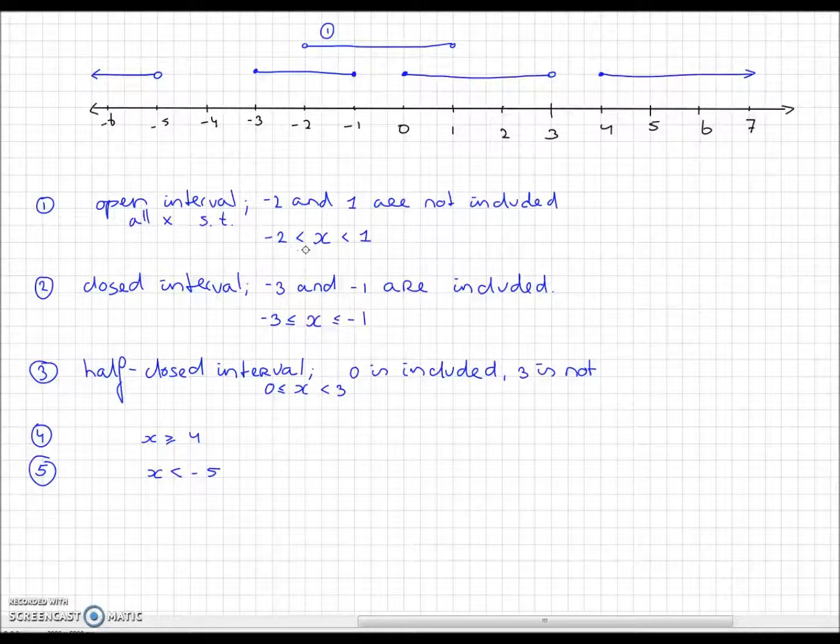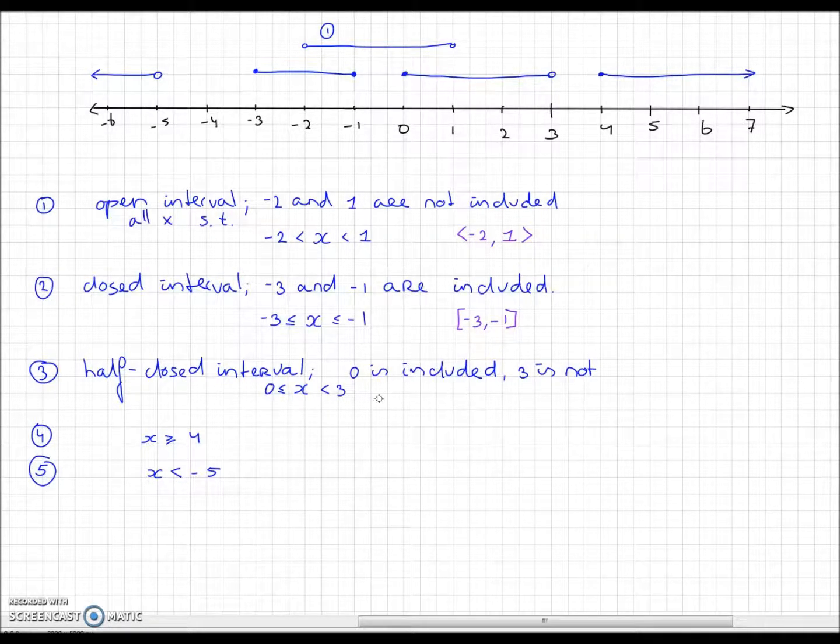When x is between two numbers, we can also write down those two numbers with a comma in between. And in the case that they are not part of the intervals, we use triangular brackets. In the case they are part of the interval, we use rectangular brackets. So this is the interval from -2 to 1, where the boundaries are not in the interval. This is the interval from -3 to -1, where the boundaries are.